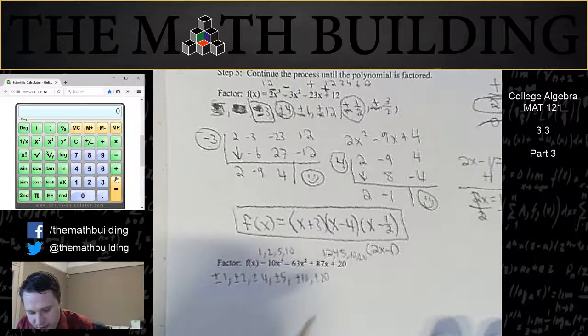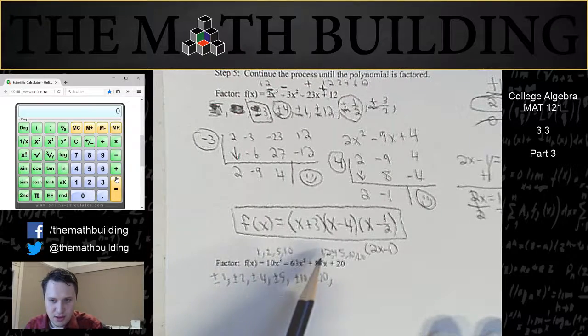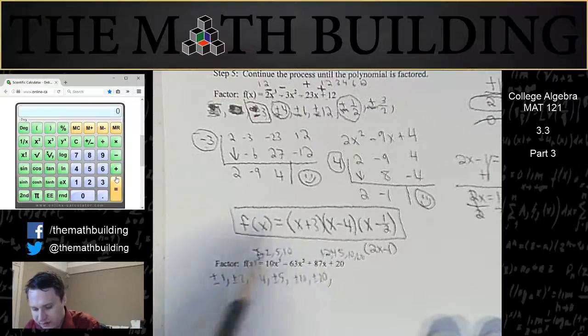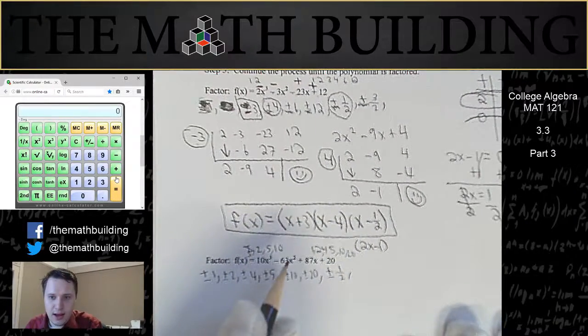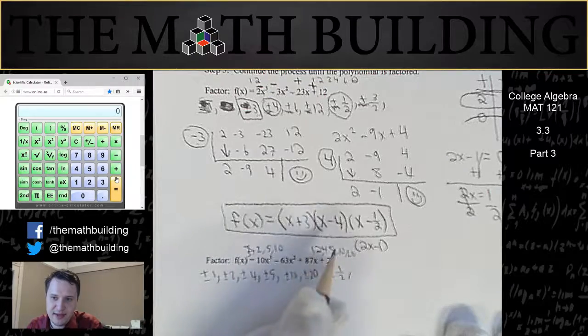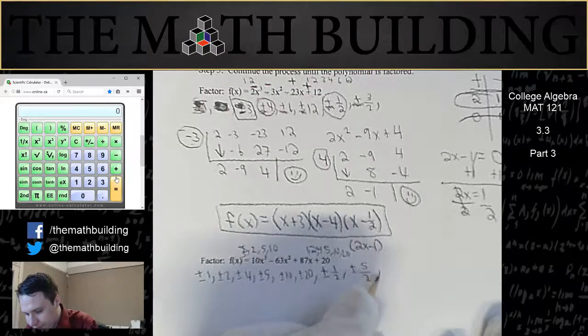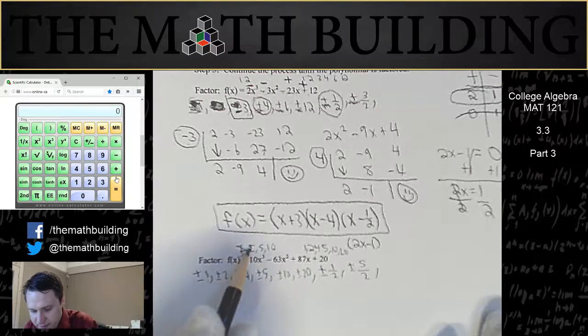Okay, let's see what fractions we get now. Let's divide all of these by 2. So we've done 1. 1 divided by 2 is a half. That's new. 2 divided by 2 is 1, so we can skip that. 4 divided by 2 is 2, so skip that. 5 divided by 2, that's new. 10 divided by 2 is 5. 20 divided by 2 is 10, so 2 is good.